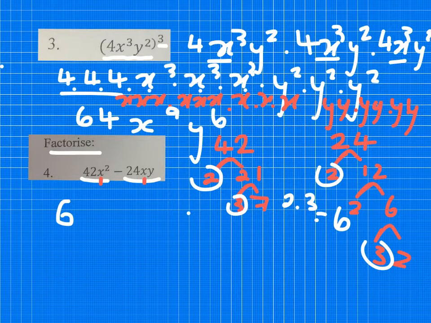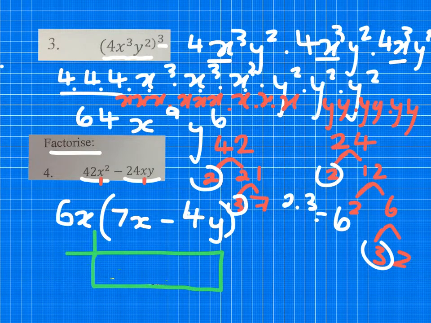We've already mentioned that we have a common factor of x. What does that leave us inside the bracket? 6x to make 42 must be times by 7x, minus 6x to give us 24 must be 4y, because 6 4s are 24. We already have an x, so we'll need an extra y.